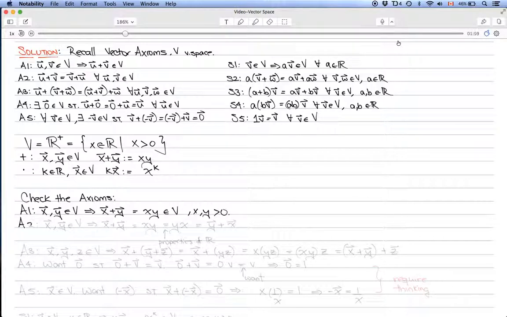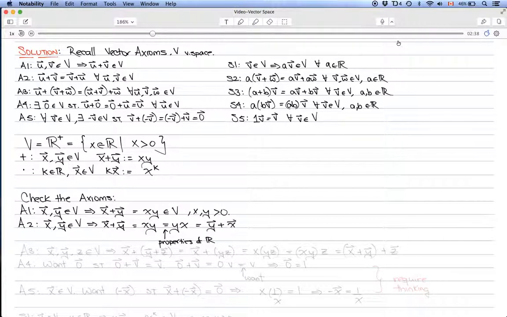For A2, we have to show addition is commutative. So let's take two elements of our vector space. When we add them, by definition, we get that x plus y is equal to x times y. And since the order of multiplication of real numbers doesn't matter, this is the same thing as y times x. And unwinding the definition of our addition then gives us the vector y plus the vector x. Again, what's important is just remembering that this holds by the properties of real numbers. That is, order of multiplication doesn't matter in real numbers.